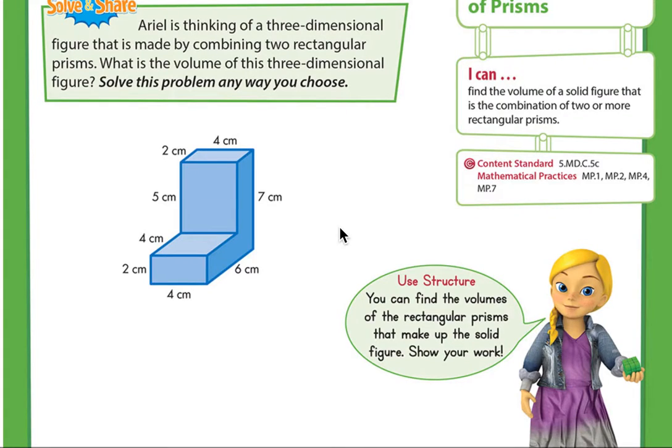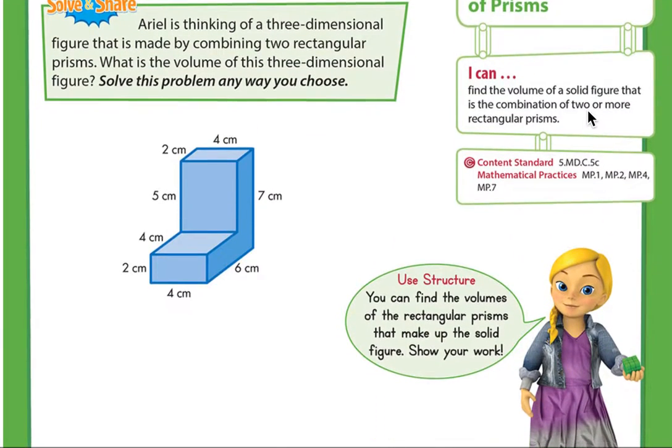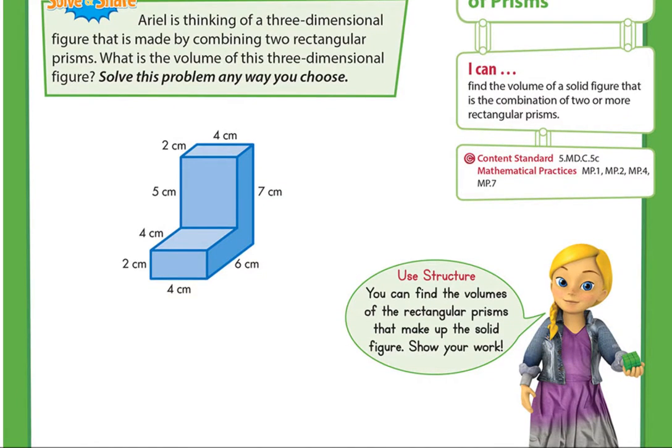Hi 5D. So today we're going to talk a little bit about finding the volume of rectangular prisms, but these shapes are combined volumes of prisms. So it's really two rectangular prisms put together.